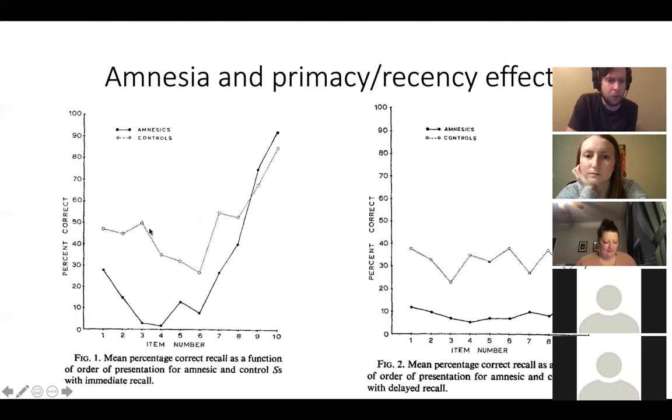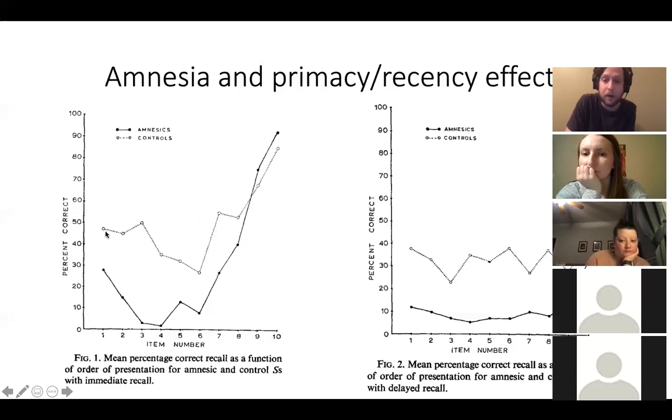But what do we think about the primacy effect? What's going on here? Do amnesics and controls have the same strength of primacy effects? The amnesics show a weaker primacy effect. Yeah, it does appear that way. It's a complicated data set, but if you look right here at the beginning, the controls, the dotted line, are clearly performing better for numbers at the beginning of the sequence compared to the amnesics. So this shows that the controls have a relatively stronger primacy effect.